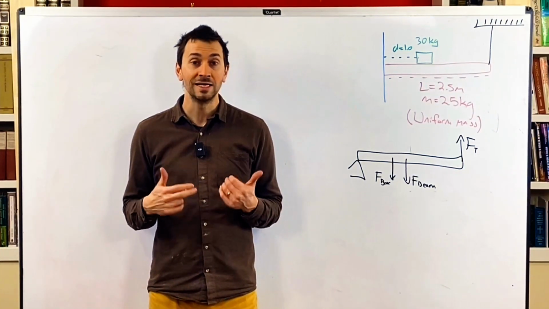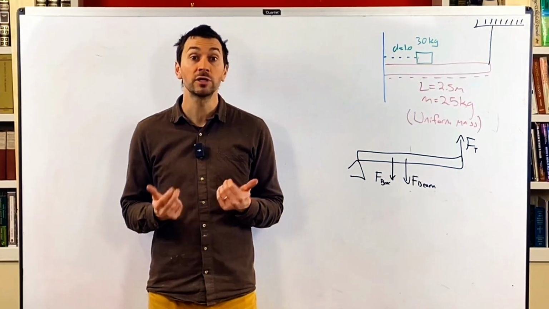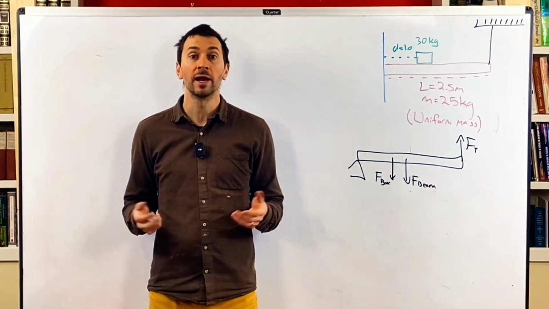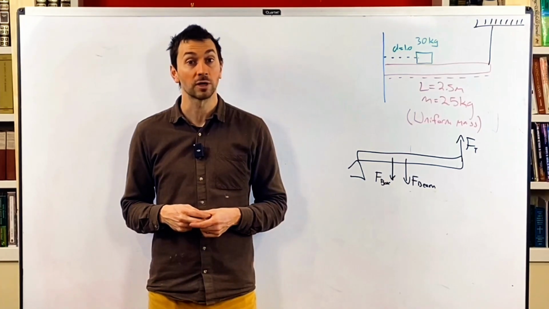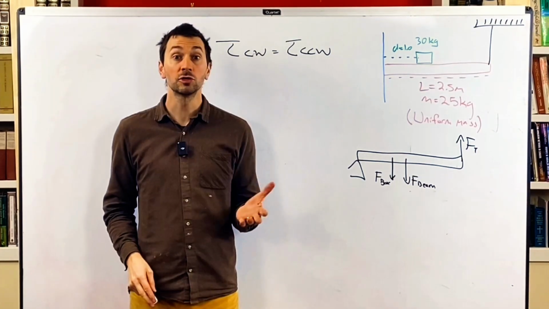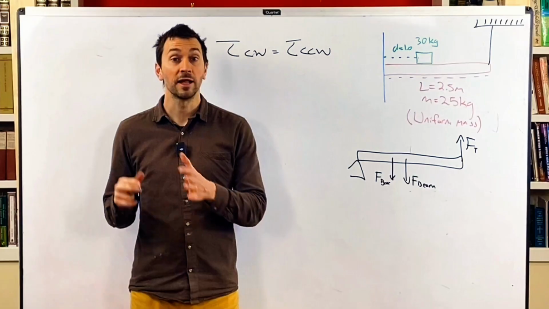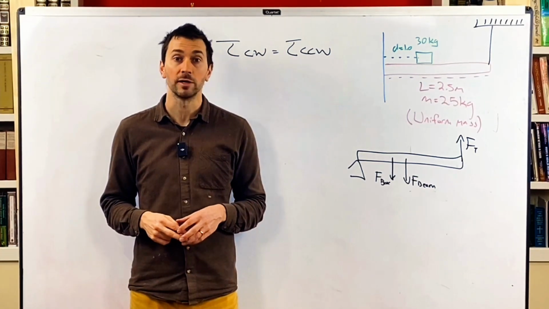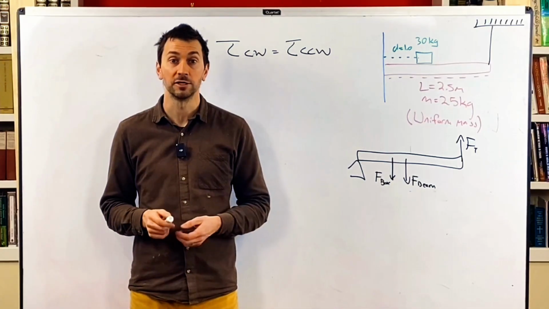And the key idea is that this beam is in rotational equilibrium. It's not moving, so we can begin by writing torque clockwise equals torque counterclockwise. There are two clockwise torques. That's the force of the beam and the force of the box. And there's one counterclockwise torque. That's going to be the force of tension.